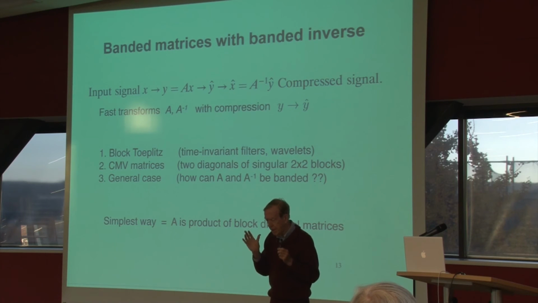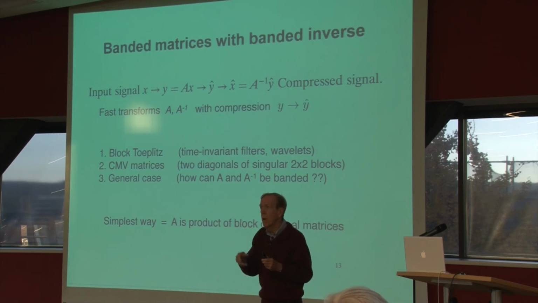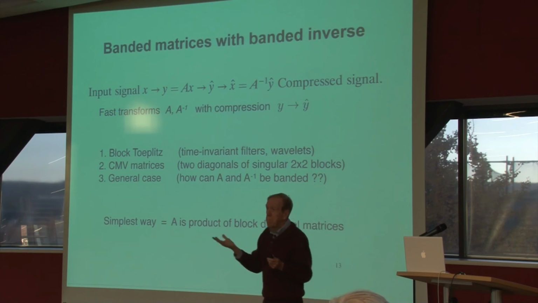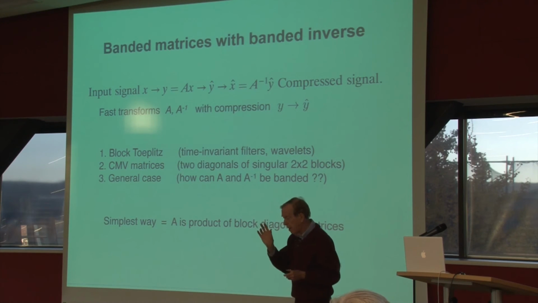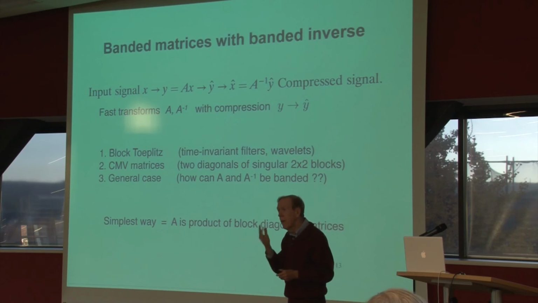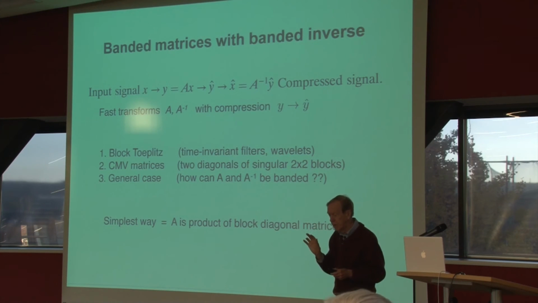Can you see that point? Imagine I'm multiplying. I have two matrices that are block diagonal, call them B and D. Now I take B times D. So what's the inverse of B times D? It's D inverse times B inverse. So again, it's block diagonal times block diagonal. So that's a way to do it: a product of two block diagonal matrices.